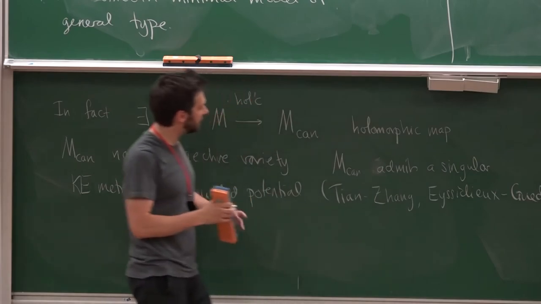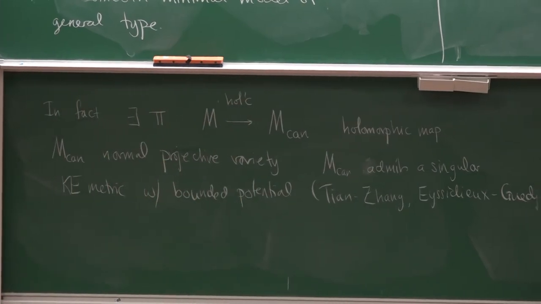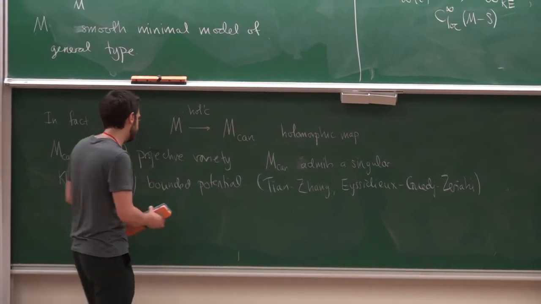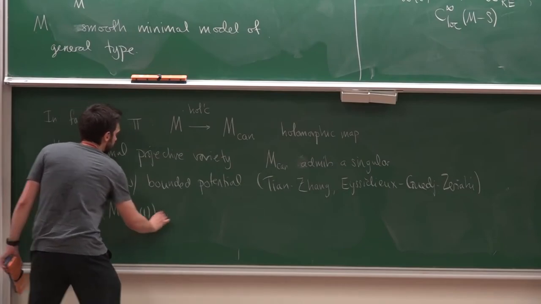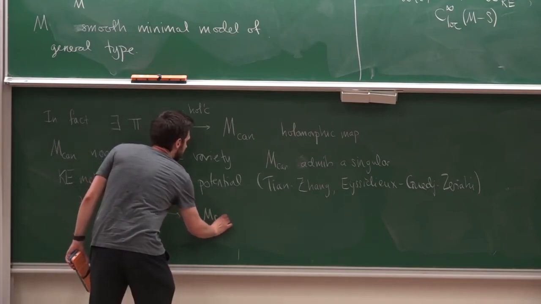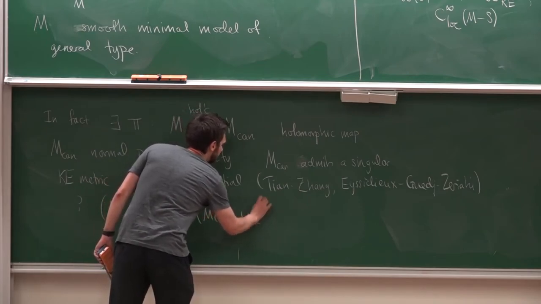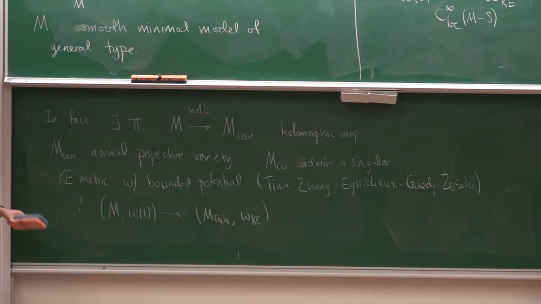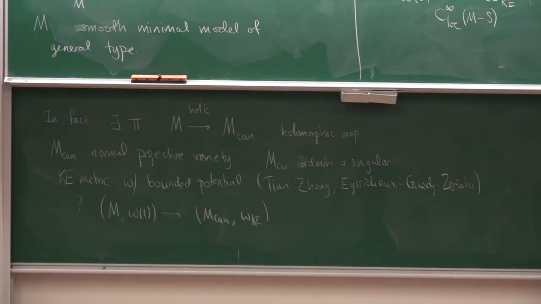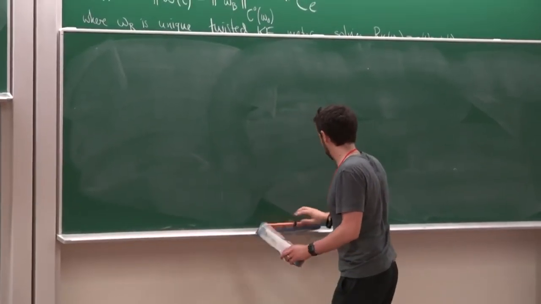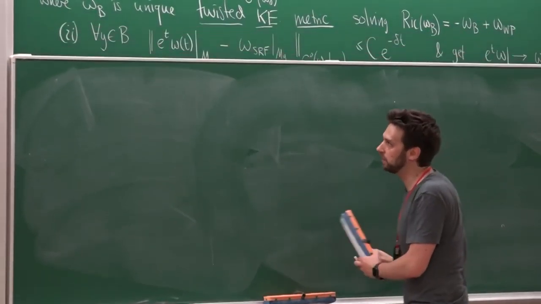And then a natural question is to ask whether the manifolds M, omega t converge to M can with the Kähler-Einstein metric in some appropriate sense. So this plays the role of B. To what extent is that true? Okay. The result that I want to describe is actually very, very restricted. It only holds in dimension 2. Well, let me say, we only prove it in dimension 2.